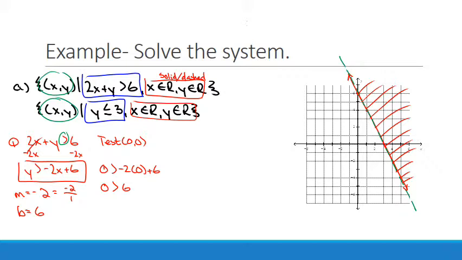Okay, so that's my first line graph. So now the second one I'll do in blue, and I'll try not to mess it up. Y is less than or equal to 3. That's already isolated. So remember, that's a horizontal line. So it's going to be a horizontal line that crosses at 3, and I have the equal to sign. So now I can draw my solid line.